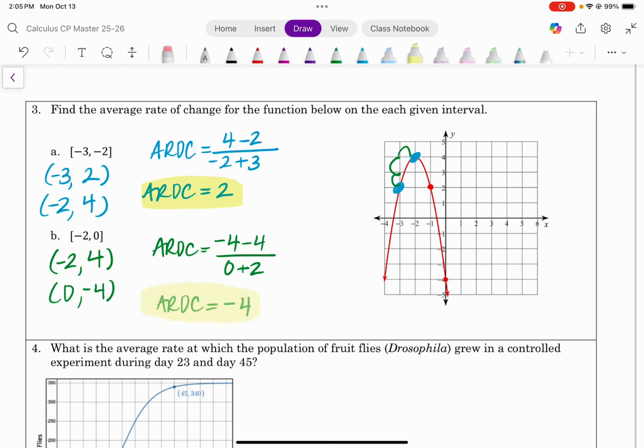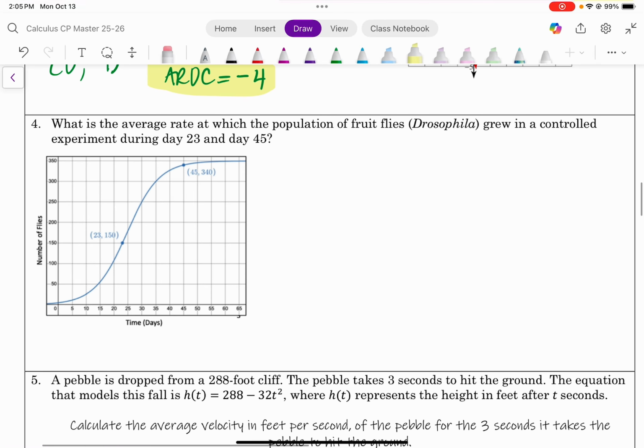Having a picture should make your life easier rather than more difficult. So, as you move forward, there might be some word problems occurring as well. So in question 4, you see the average rate at which the population of fruit flies grew in a controlled experiment, between 2 different days. These 2 days are considered the x values, and you can see the given y values are stated from the graph. So to find the average rate of change, all I have to do is go directly to that formula.